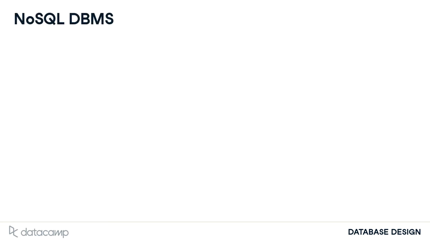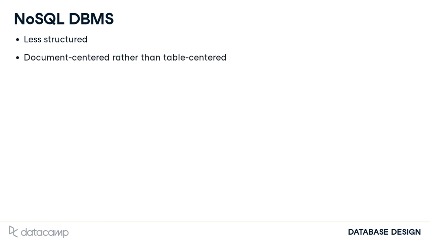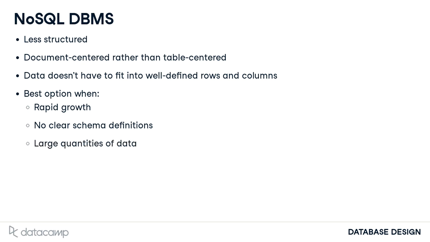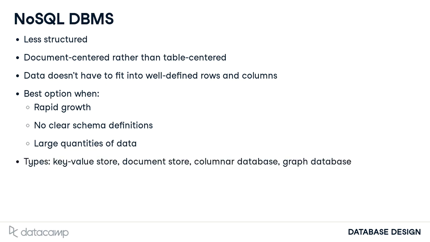Non-relational DBMSs are called NoSQL DBMSs. They're much less structured than relational databases and are document-centered rather than table-centered. Data in NoSQL databases don't have to fit into well-defined rows and columns. NoSQL is a good choice for those companies experiencing rapid growth with no clear schema definitions. NoSQL offers much more flexibility than a SQL DBMS and is a solid option for companies who must analyze large quantities of data or manage data structures that vary. NoSQL DBMSs are generally classified as one of four types: key value, document store, columnar, or graph databases.